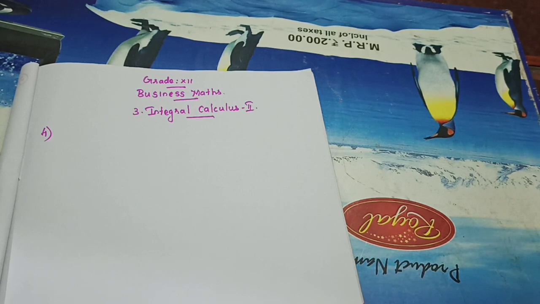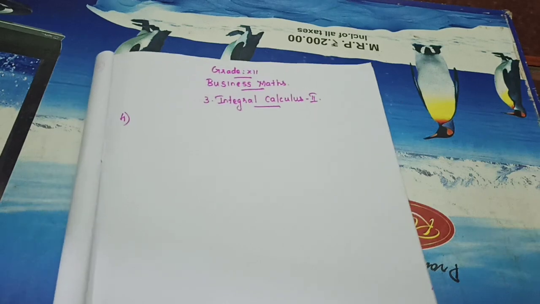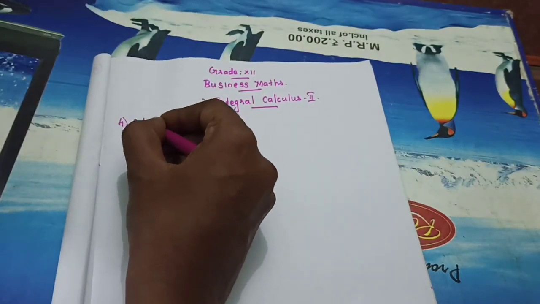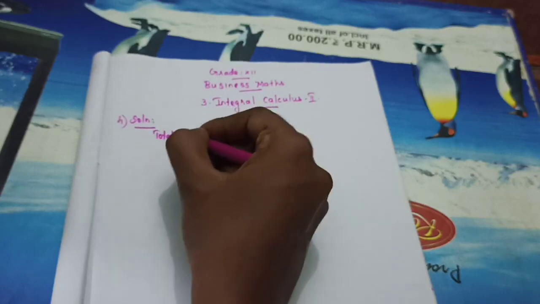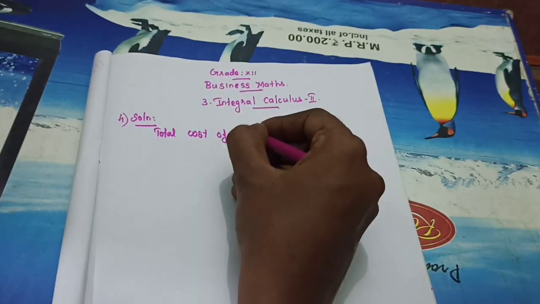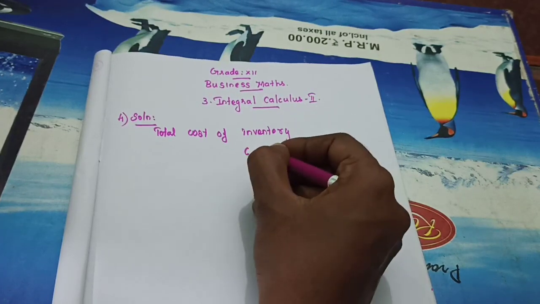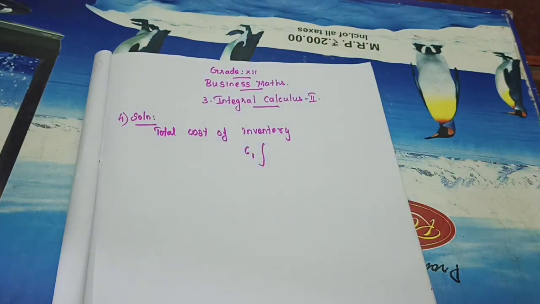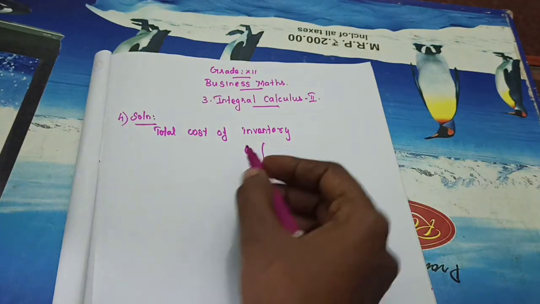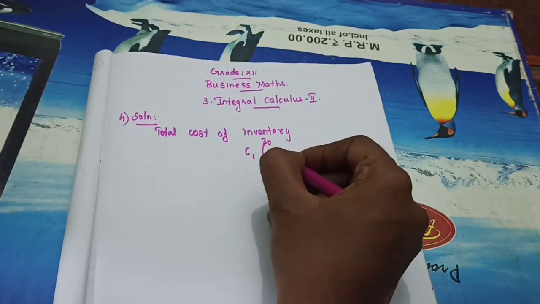Students, listen here. When we were learning our examples, I taught one formula for the cost of maintaining the inventory. We are going to use that formula. Total cost of inventory is C1 into the integral. Here the limit, listen to the question, is 30 days. So the limit is 0 to 30. Understand? So 0 to 30, I of x dx.